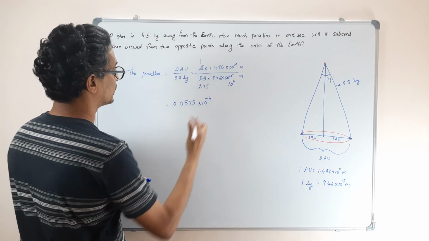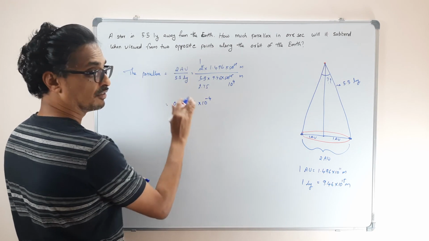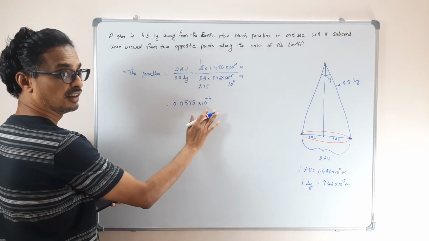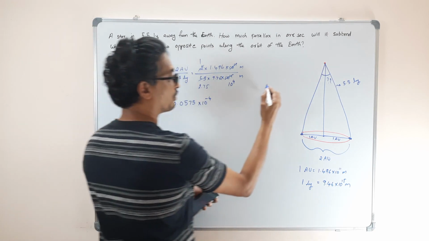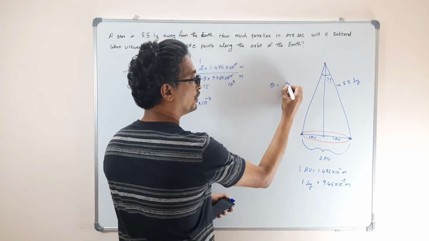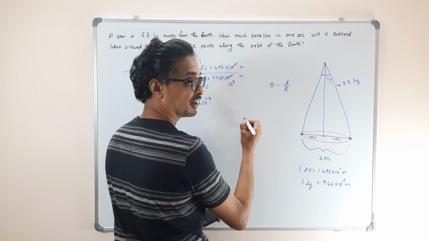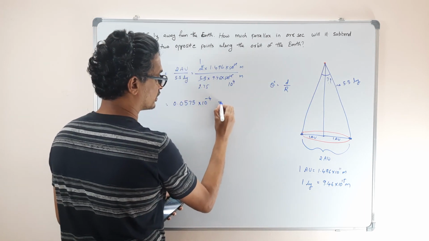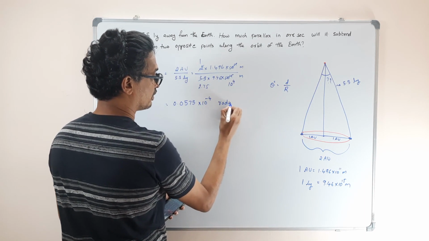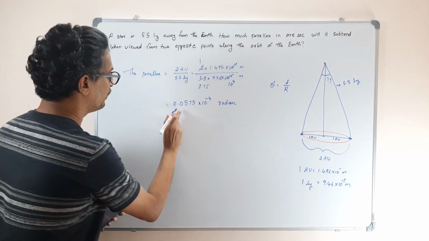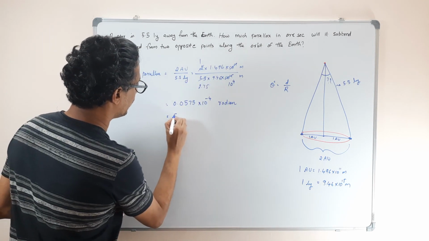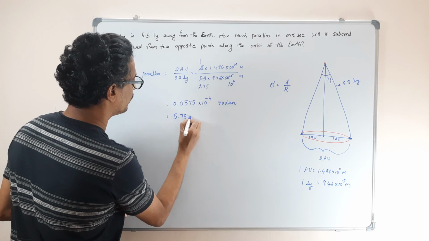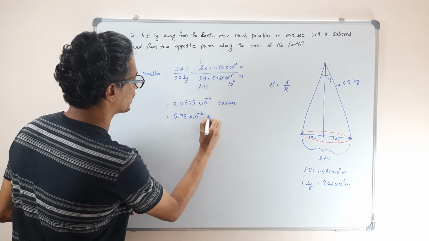What will be the unit? Tell me. What we have used is theta equal to D by R. This unit will be what? This is in radians. Remember that. So now we can write this as 5.75 into 10 to the power of minus 6 radians. Am I right?